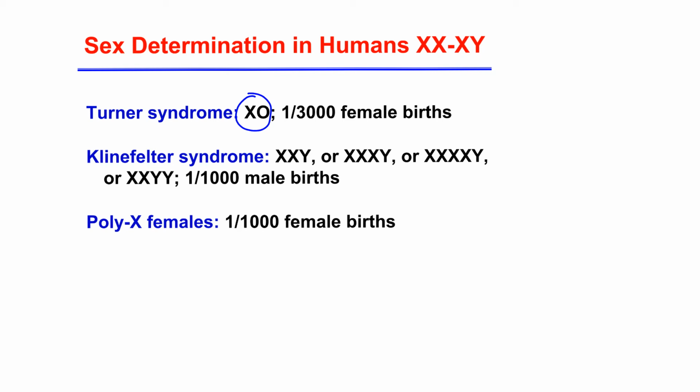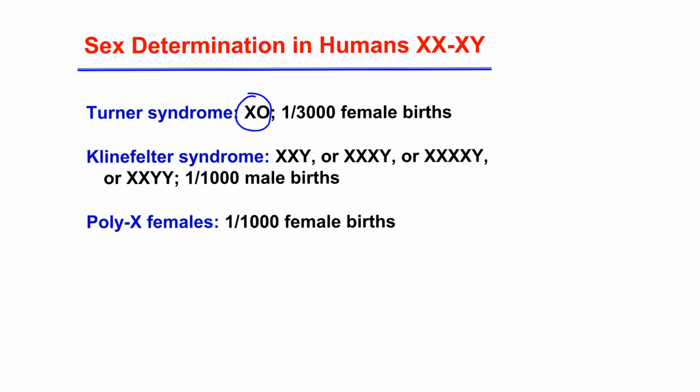So XO will develop into a female. These females possess only one X chromosome, and usually they are shorter, they have low hairlines and a broad chest, but they normally do not have any problem with intelligence. Their intelligence is normal. However, most of them are sterile.